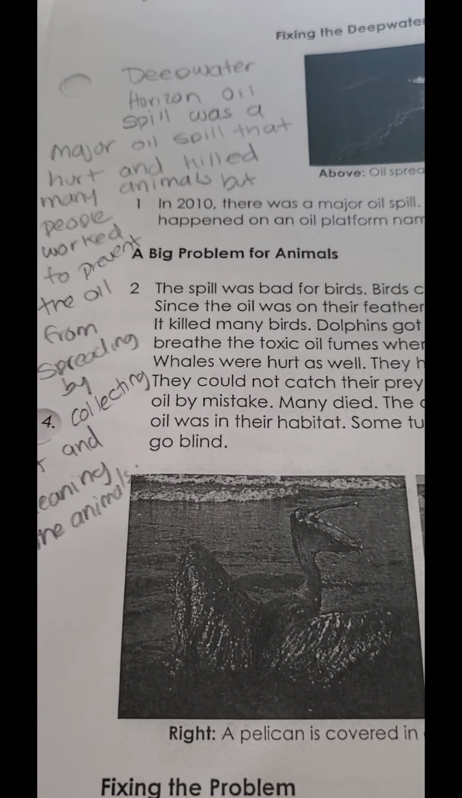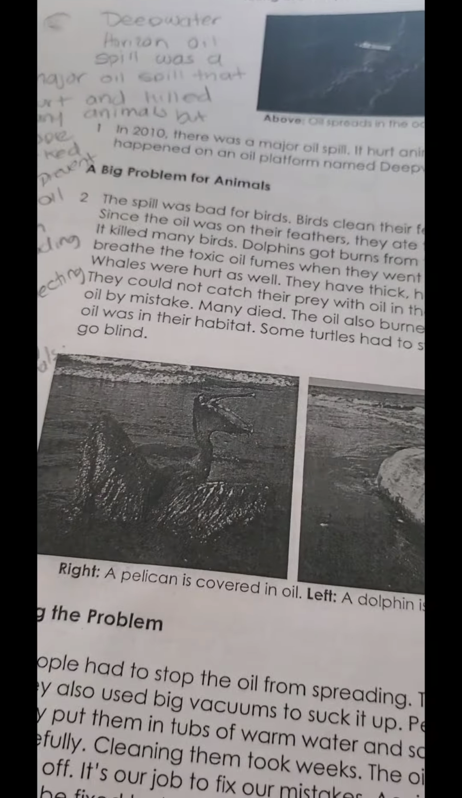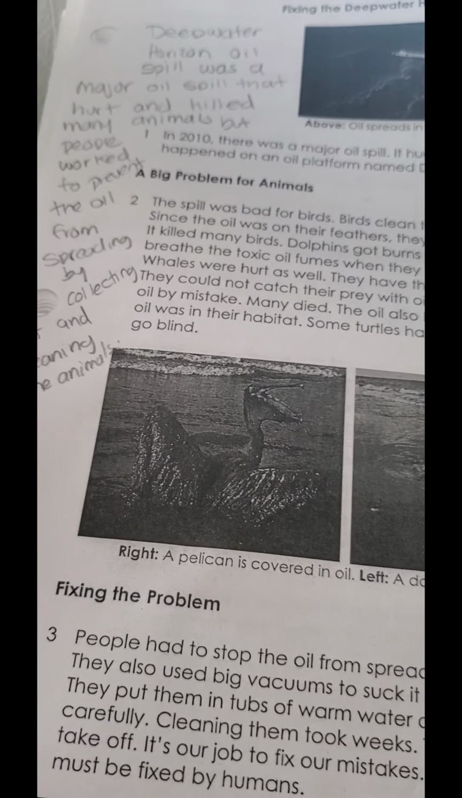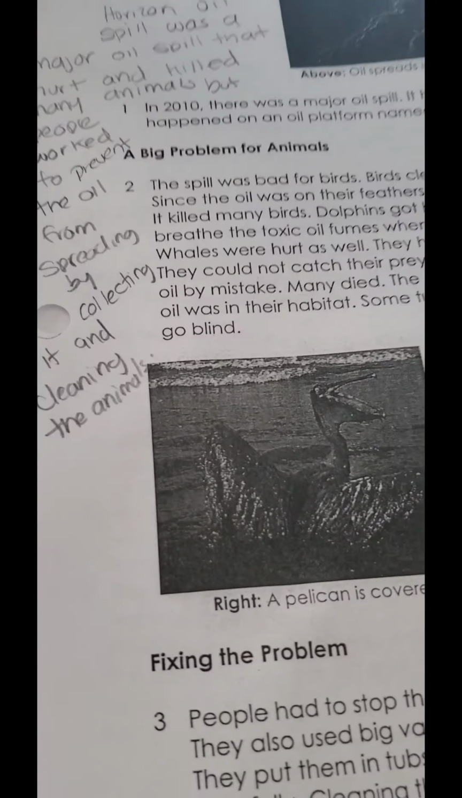So one of the big differences between both passages is that this one teaches you how people helped fix the problem, while in the first passage, it just talks about how it caused a lot of damage, but it doesn't really talk about what people did to fix the problem.